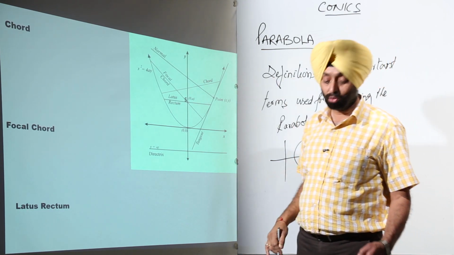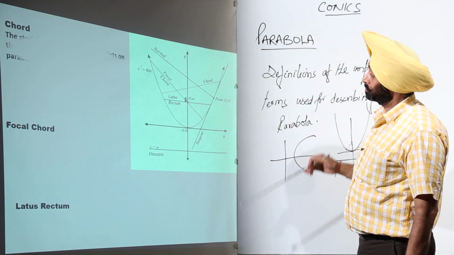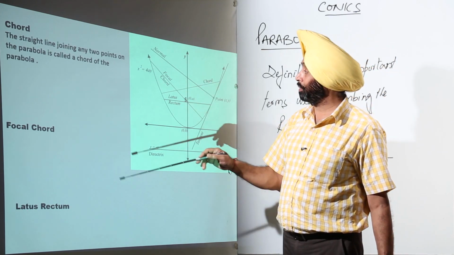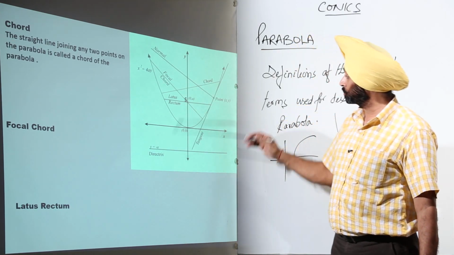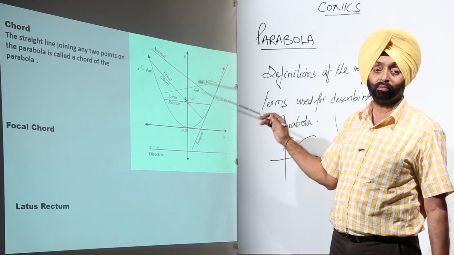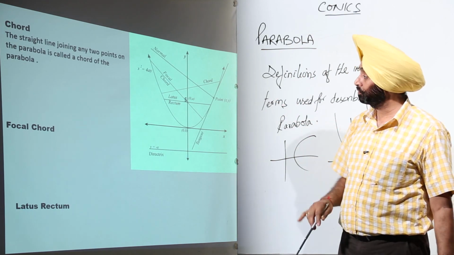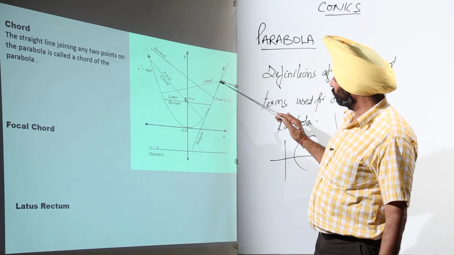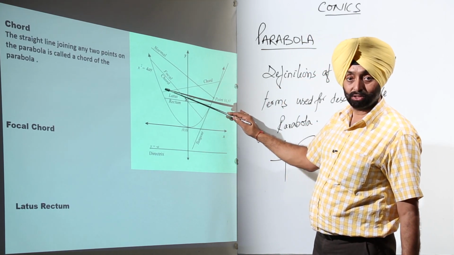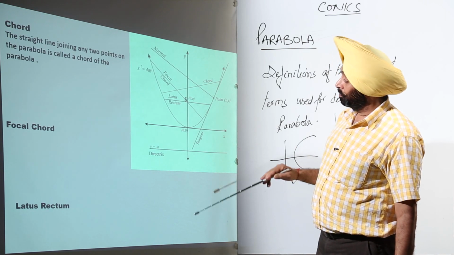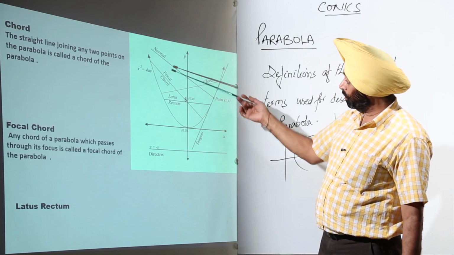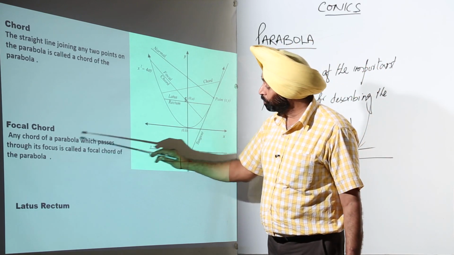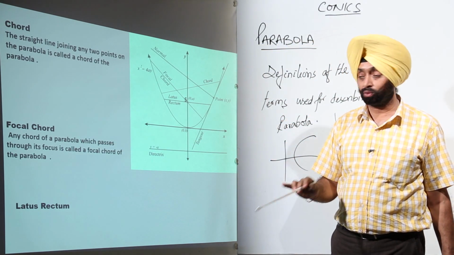So what is the chord now? A straight line joining any two points on the parabola is called a chord of the parabola. So we can have an infinite number of chords in the parabola, okay. A straight line joining any two points on the parabola, from here to here, that is a chord. Then we have the focal chord, which, as I told you, passes through the focus. Any chord of a parabola which passes through the focus is called a focal chord.